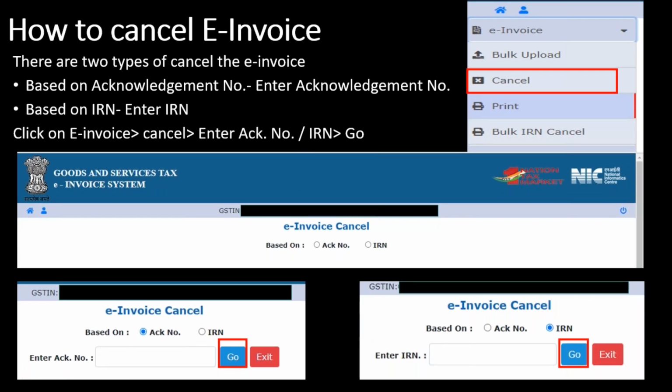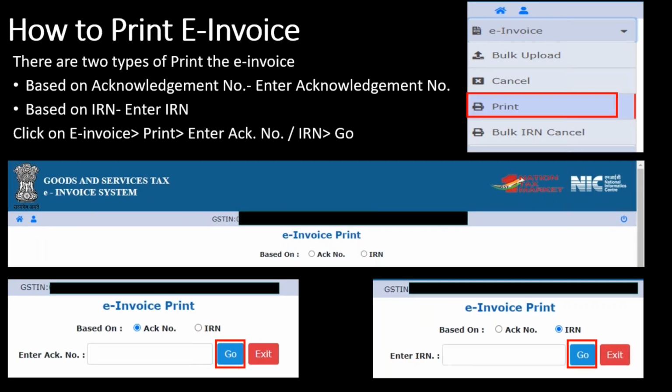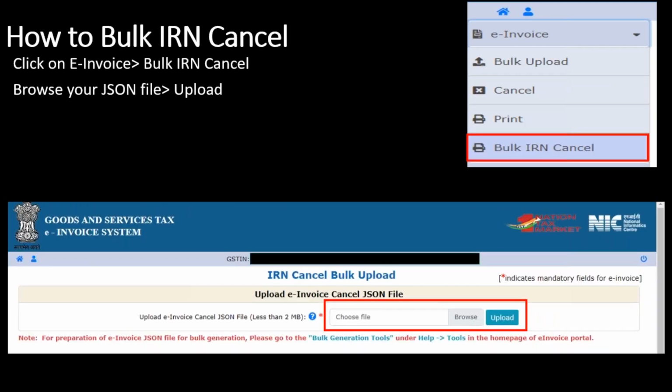See, cancellation of invoices can happen due to multiple reasons, like I have generated an e-invoice, but by mistake I have mentioned wrong GST or wrong information has been mentioned, then I have the right to cancel my invoice. If the goods are getting returned, then it won't be cancellation. Then I have to issue a credit note. This is the printing option. The invoice you want to print, you can print it. If you want to cancel bulk IRNs, you can cancel.